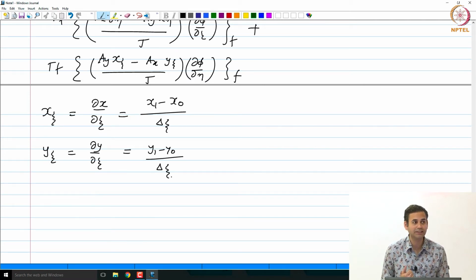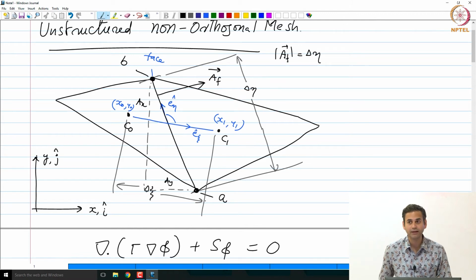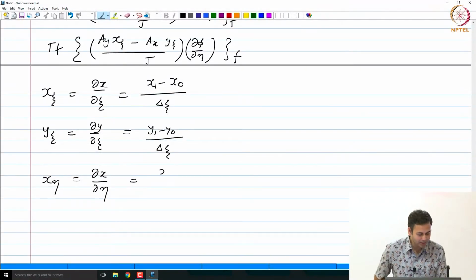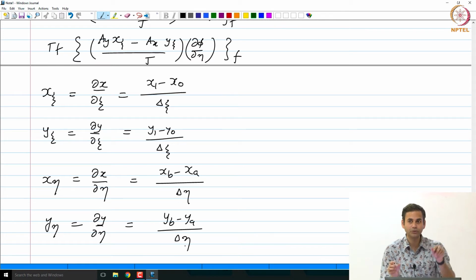Now we have another direction, which is eta. So what will be x eta, partial x partial eta? We have identified names for the vertices, B and A, and eta is along A to B. So partial x partial eta is xb minus xa upon delta eta. Similarly, y eta is yb minus ya upon delta eta. Fine. So we have set up all of these metrics for the coordinates. It's quite simple. 0 and 1, A and B, these four coordinates from which we are calculating the matrix.